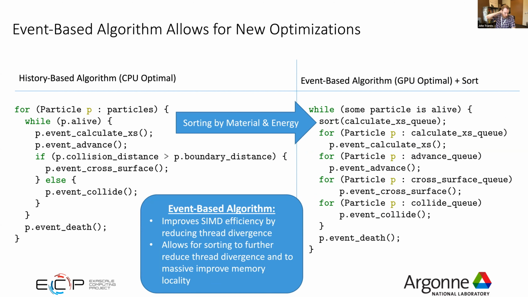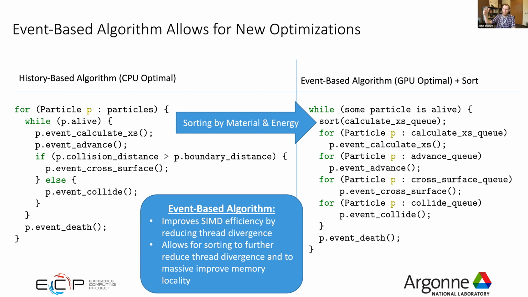And the other really cool thing about the event-based model is it allows you to introduce some other cool optimizations. Something that you really can't do in history-based, but with event-based, you can now sort the particles. So you can sort them by space and energy, or by material and energy, such that now adjacent particles in a work loop, like the cross-section lookup loop, now can be at the same energy.